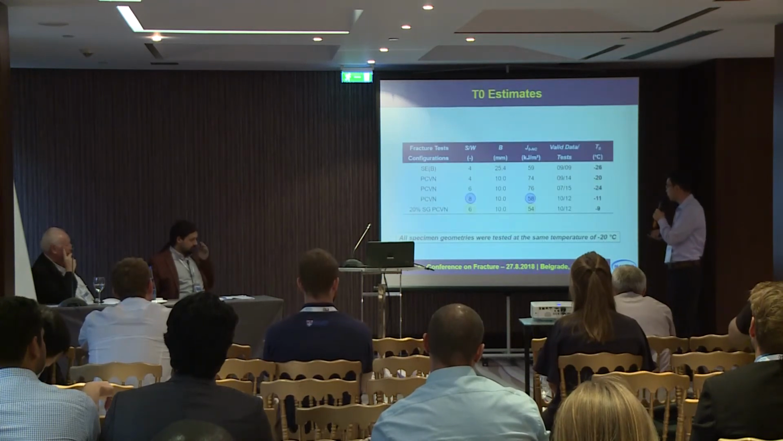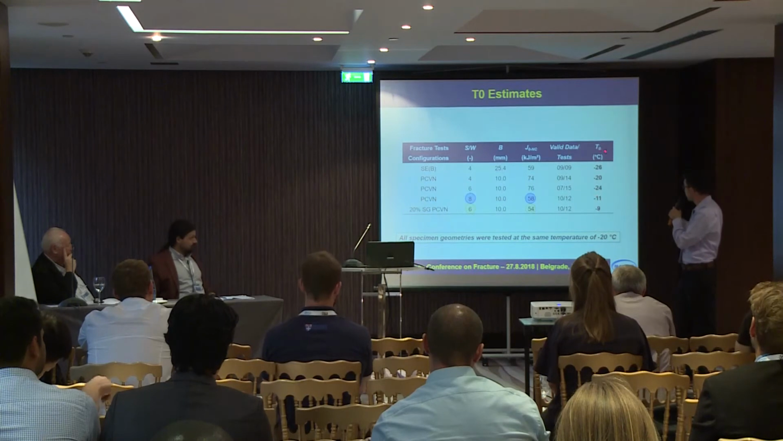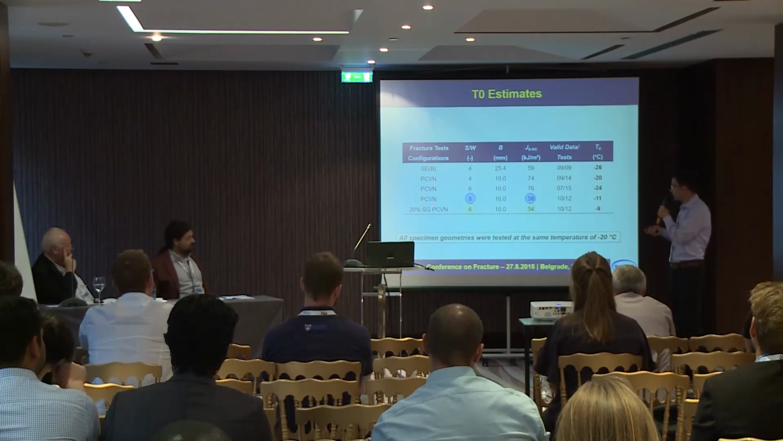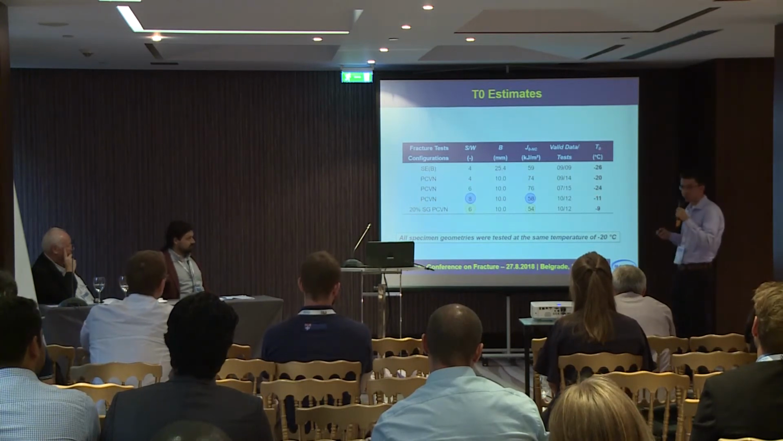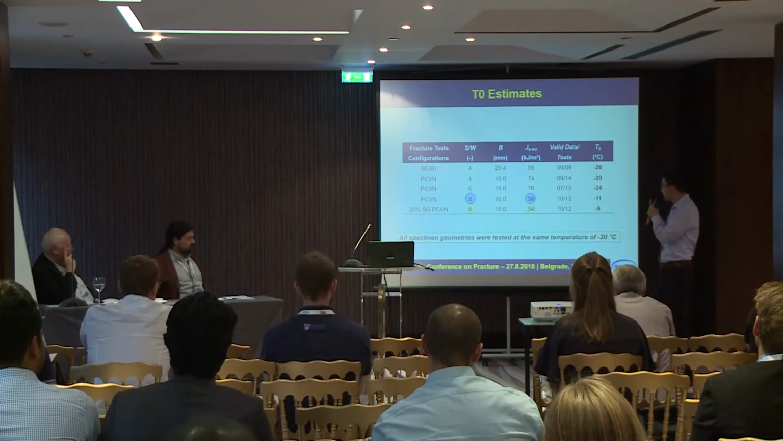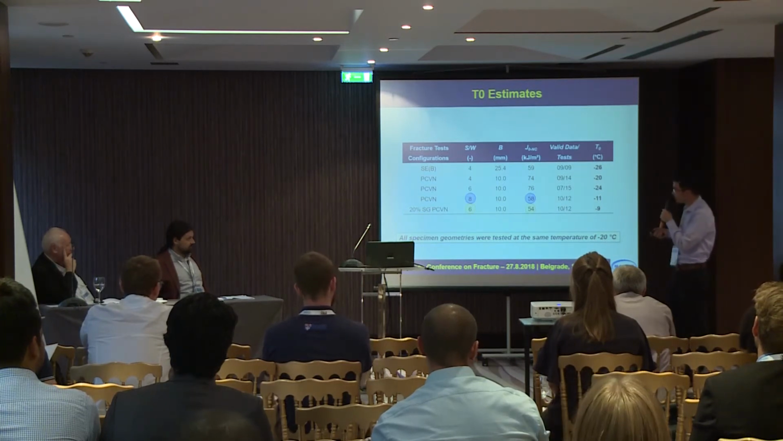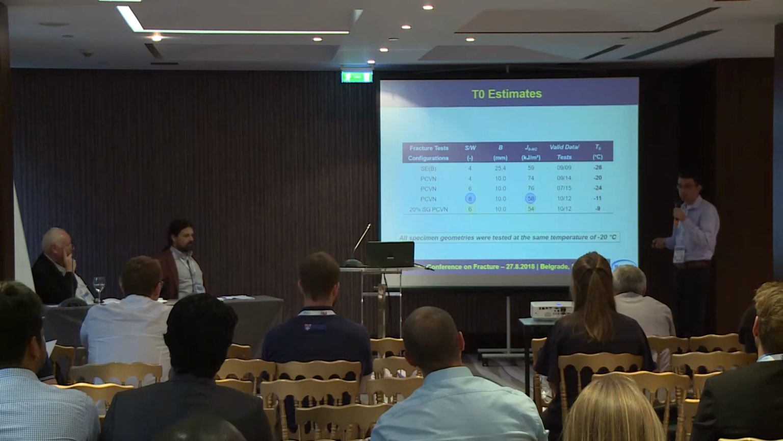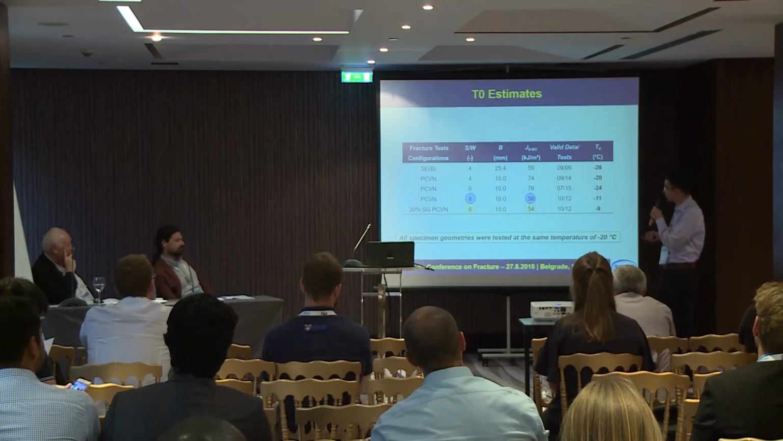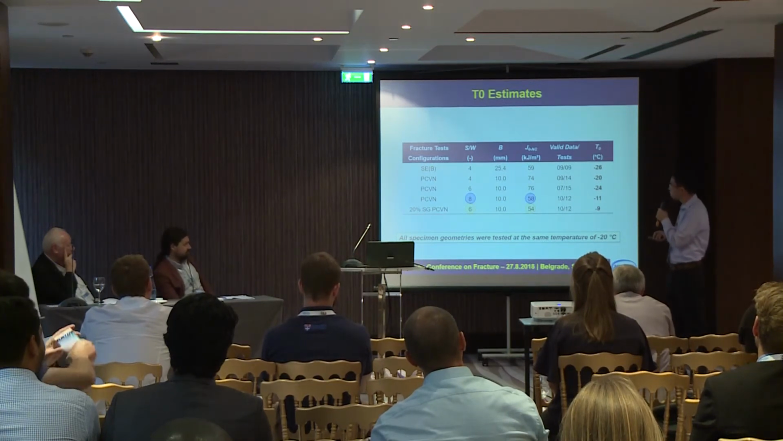This summary table shows all the T0 results. And clearly, these latter two results strongly suggest that the increased span can mitigate the constraint loss on T0 estimates often observed in standard PCVN configurations.